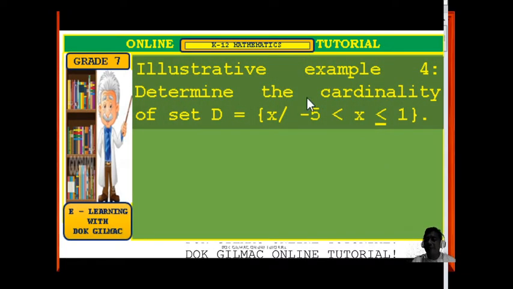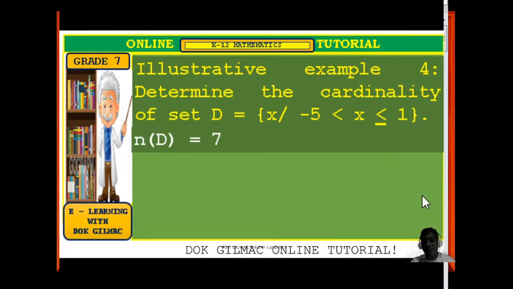Now let's have example number 4. Determine the cardinality of set D, which is just equal to the set of X such that X is greater than negative 5 but less than or equal to 1. So if we are to determine the elements of set D, negative 5, negative 4, negative 3, negative 2, negative 1, 0, and 1. Take note, since this symbol here is less than or equal to 1, 1 is included in the elements. So therefore, there are, yes, 7 elements. So n of D is just equal to 7.